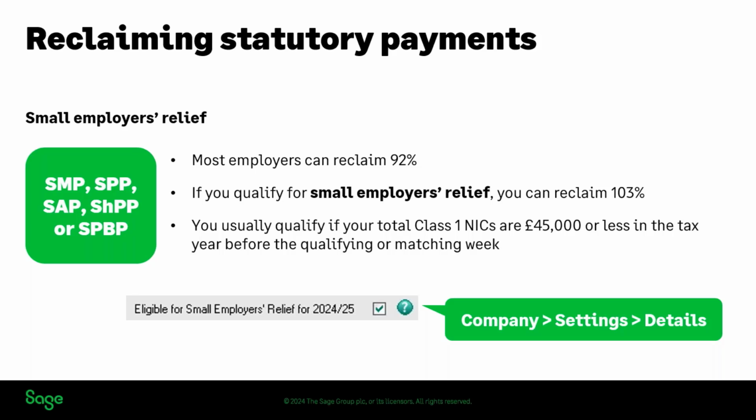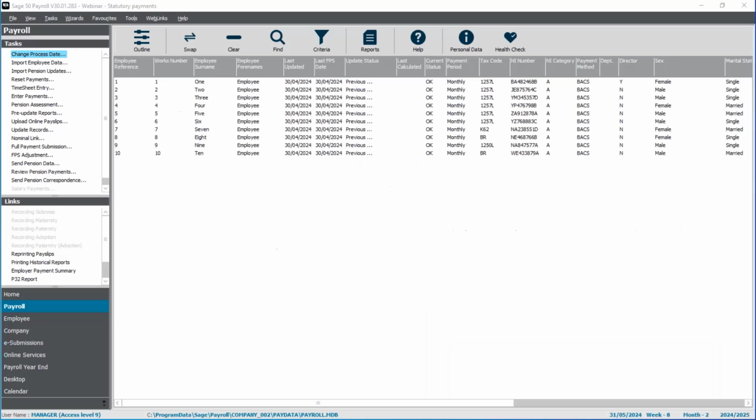So as we've moved into a new tax year, now's a good time to check to see whether you still qualify for this in the new year. So I do want to quickly show you where that setting is, because it's important that you set this up before you process a statutory payment so that you reclaim the correct amount. So if I just bring the slides down, I just want to show you how you can find the total Class 1 national insurance for a previous tax year. So it's really simple to do.